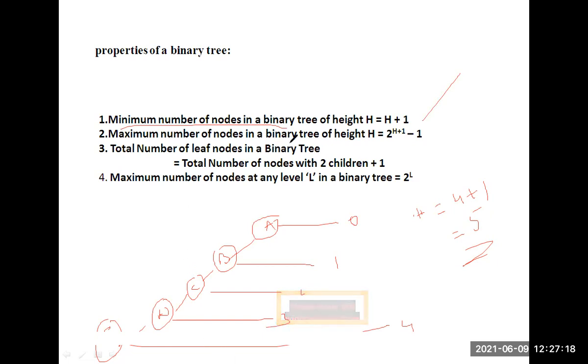The maximum number of nodes in a binary tree of height h is 2 power h plus 1 minus 1. Here h is nothing but the height of the tree or level of the tree. The minimum number of nodes is h plus 1, and the maximum is 2 power h plus 1 minus 1. For example, if you construct a binary tree of height 3, then 2 power 3 plus 1 minus 1 is 16 minus 1, that is 15 nodes. It contains 15 nodes in the tree.